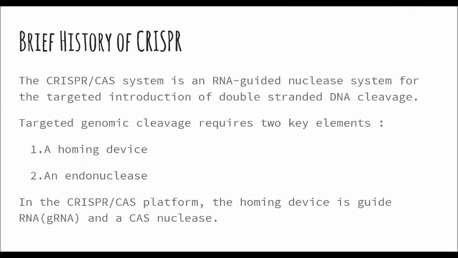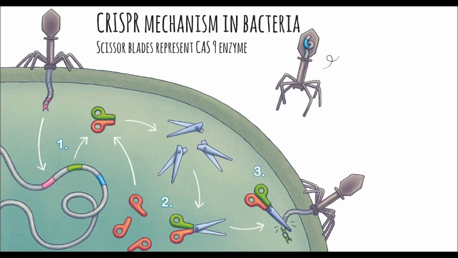The CRISPR-Cas9 system is an RNA-guided nuclease system for the targeted introduction of double-stranded DNA cleavage. Targeted genomic cleavage requires two key elements. First, a homing device, and second, an endonuclease. In the CRISPR-Cas9 platform, the homing device is guide RNA, gRNA, and a Cas nuclease. This diagram depicts how the CRISPR mechanism works, which I have explained before. The scissor shapes shown here represent the Cas9 enzyme.